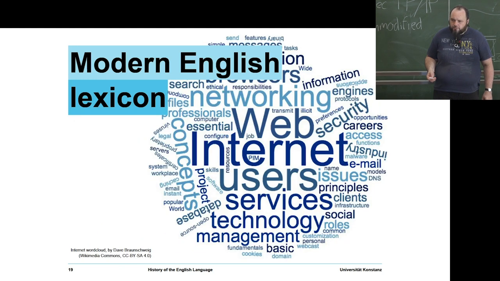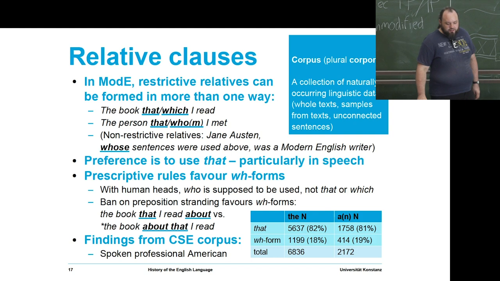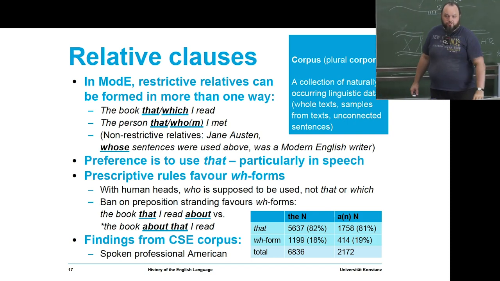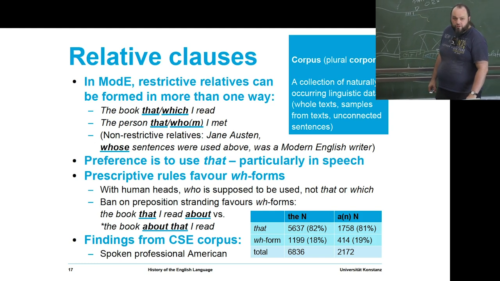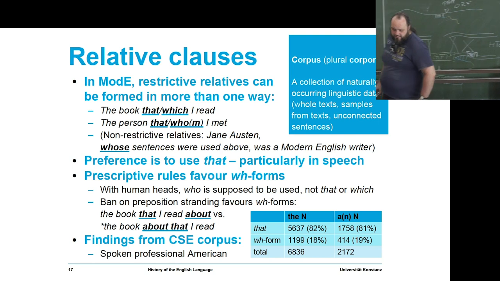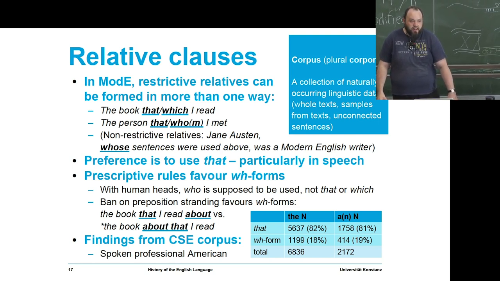Did we talk about that last time, preposition stranding? Man, my memory's really short these days. Okay, so you know what preposition stranding is, good. If you don't, watch the video from last week. Or read the book, that's an option too. So, if you have preposition stranding, then you can use that or which or whatever. If you don't have preposition stranding, that favors the WH forms.